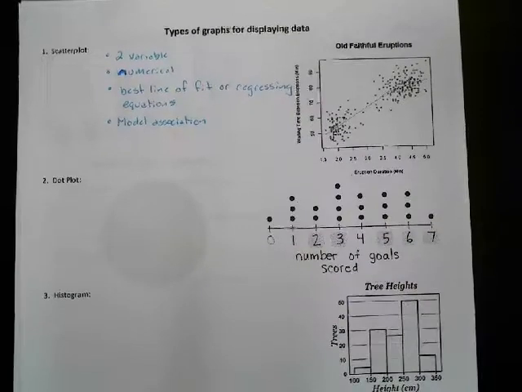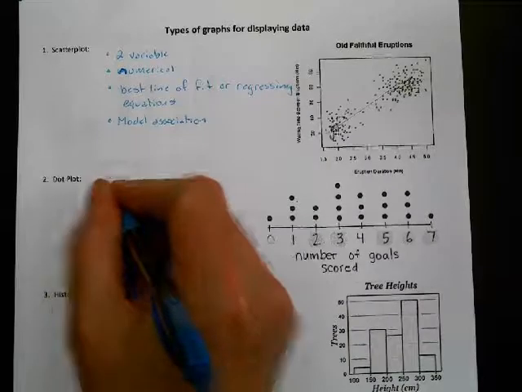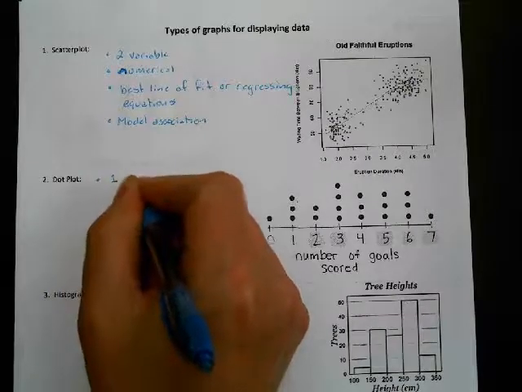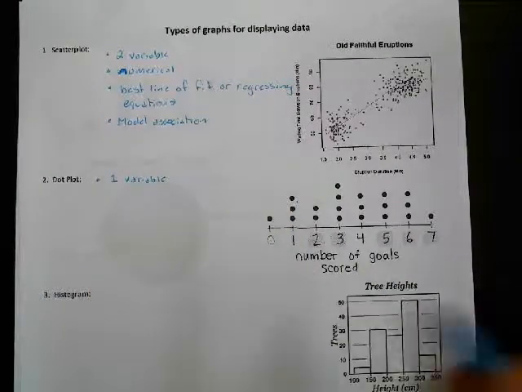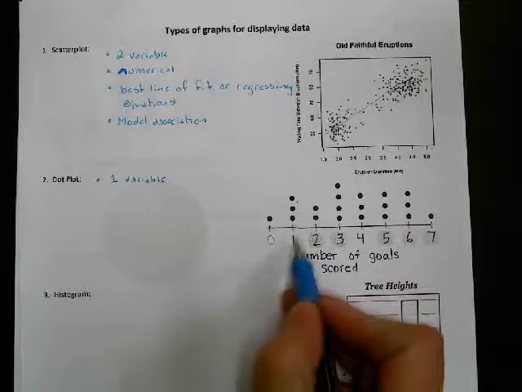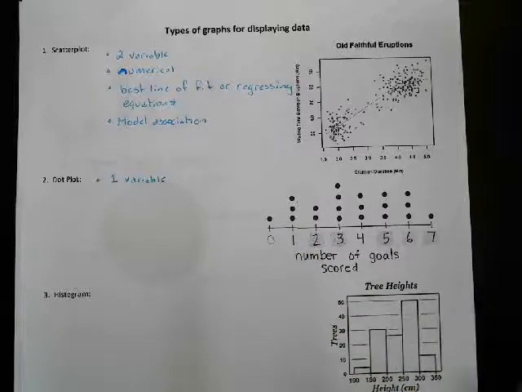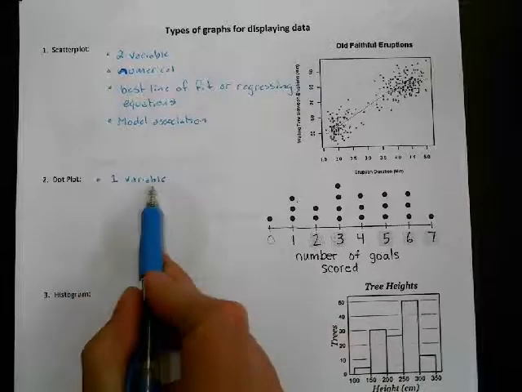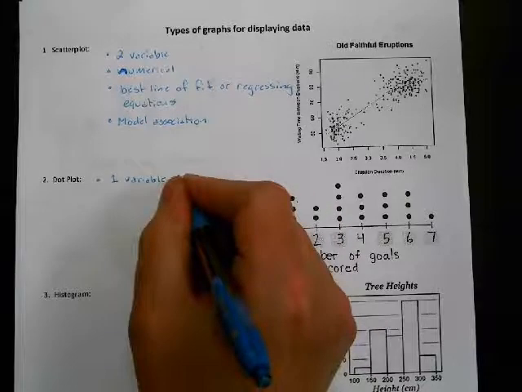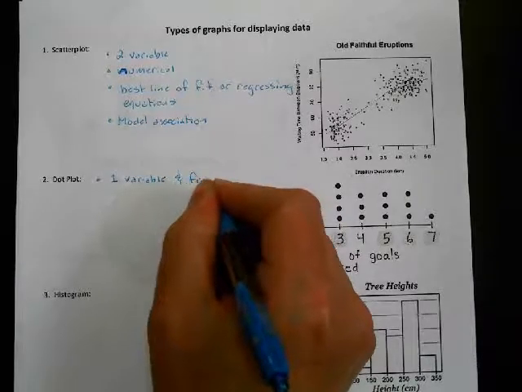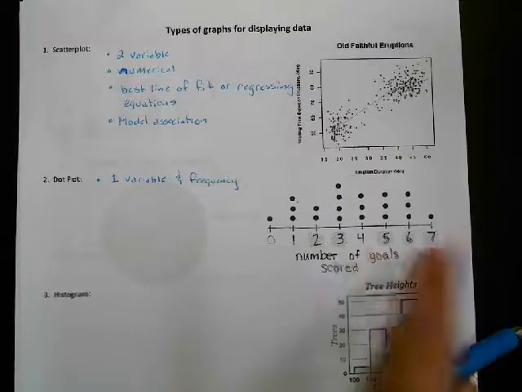Next thing that we got here is a dot plot. Now, the dot plot only has 1 variable with it. In this case, we're looking at the number of goals scored. And you might be saying, Mr. Holcomb, but wait, when we scored one goal, we had 3 of them. There's another number, a second variable. That's not really a number. That's a frequency, how often it happened. So we're looking at one variable and how often it happens. So one variable and frequency. This is, of course, numerical data because we're looking at numbers down here.